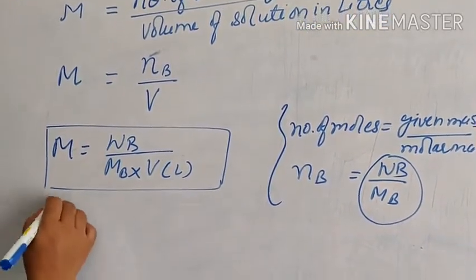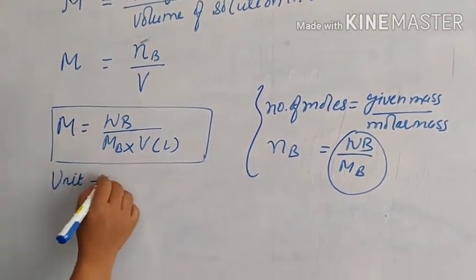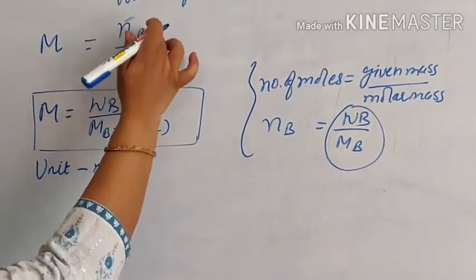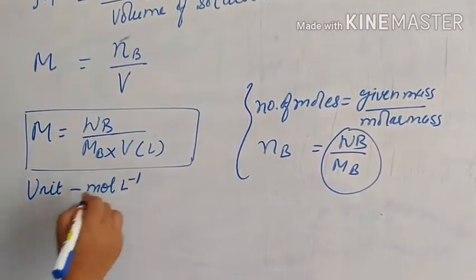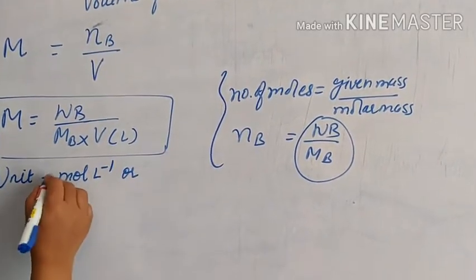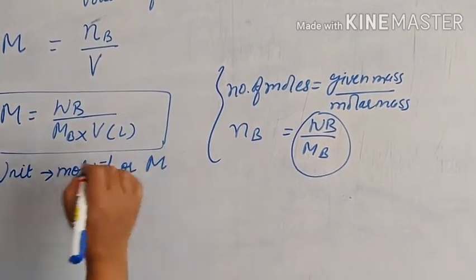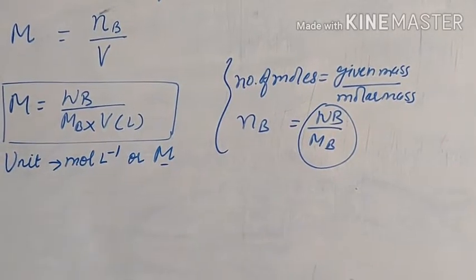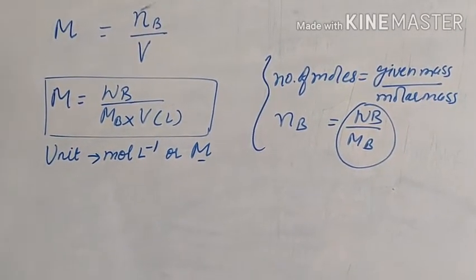The unit of molarity is mole per liter, or it is also written as simply M. It is also represented by simply M.